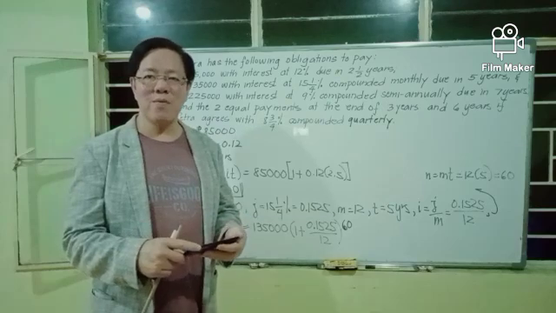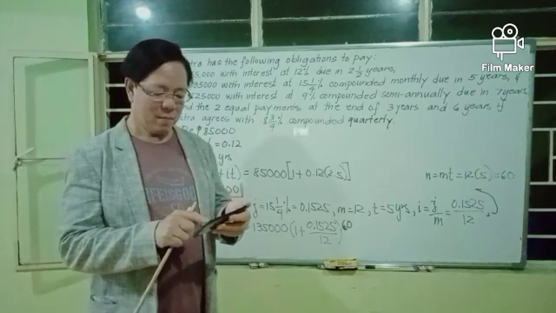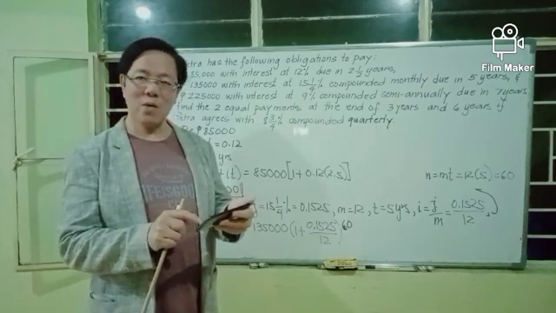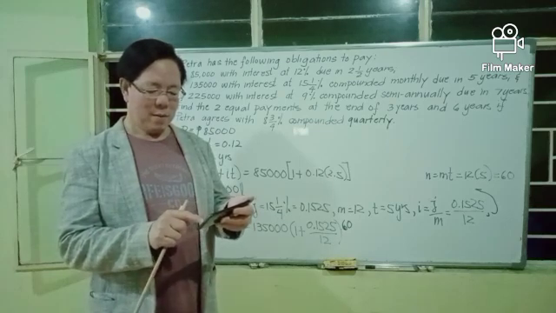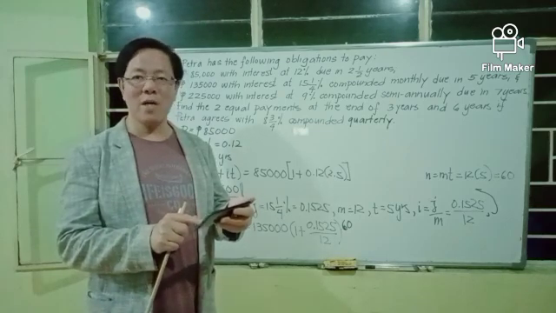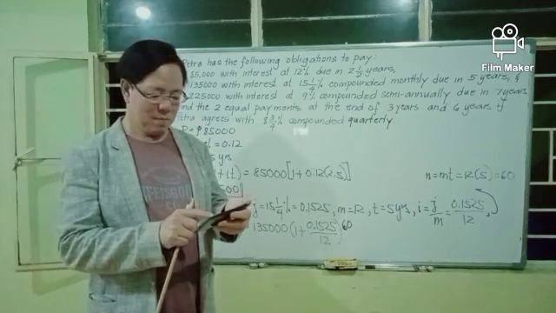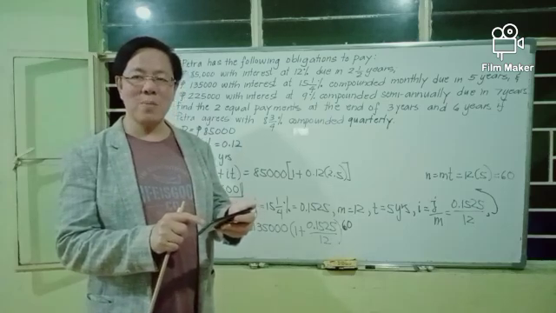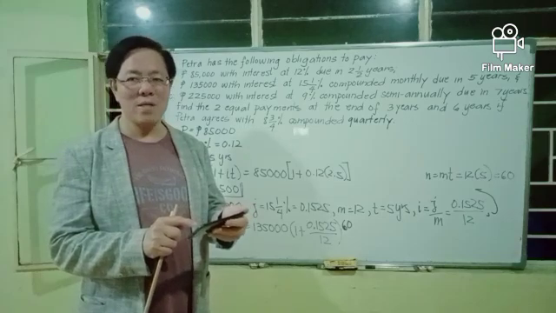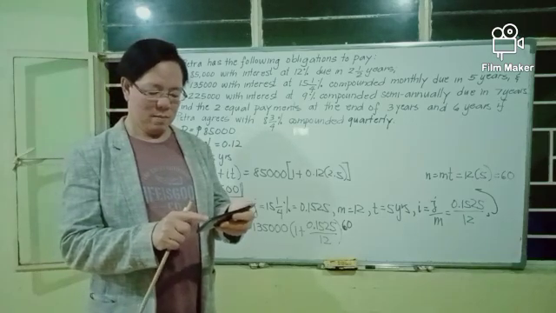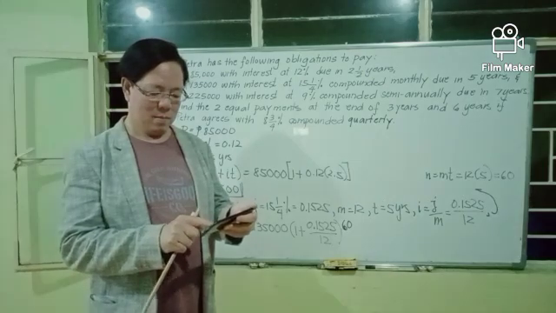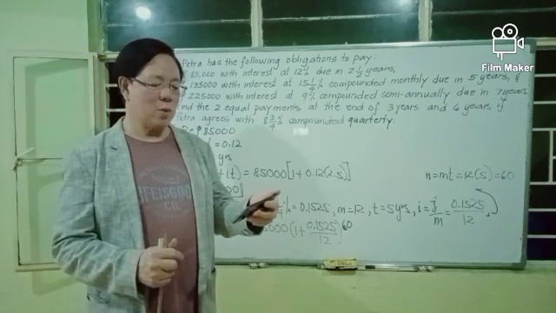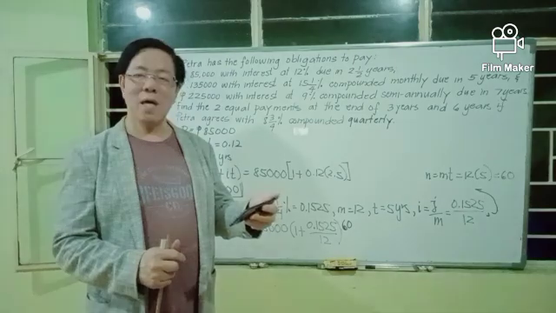We start with 0.1525 and divide that by 12. Press equal, plus 1, press equal, and raise the answer in your calculator to the power 60. Press equal and multiply the answer in your calculator by 135,000 pesos. And you should get 288,002.85 pesos.